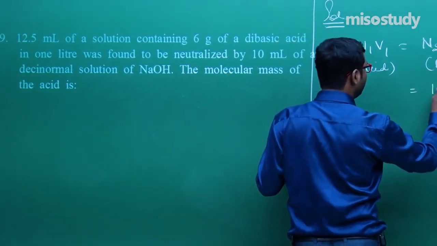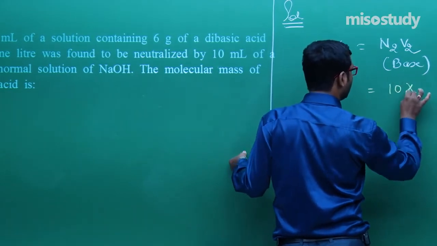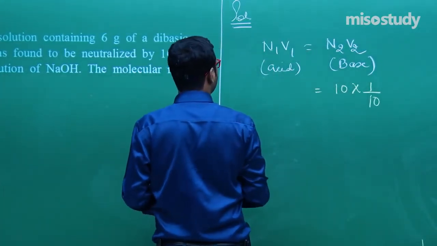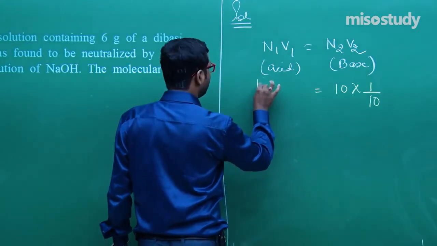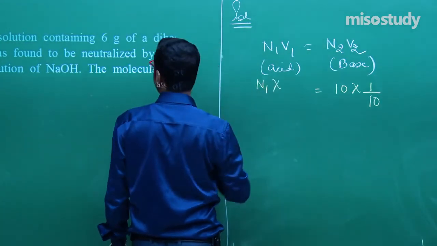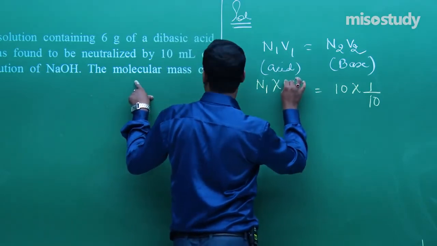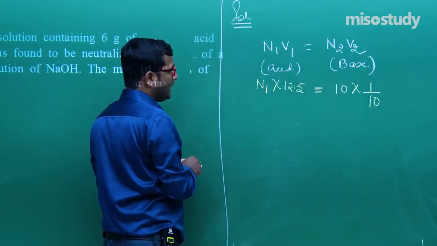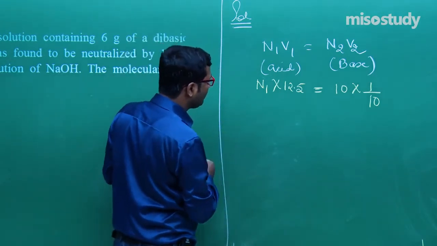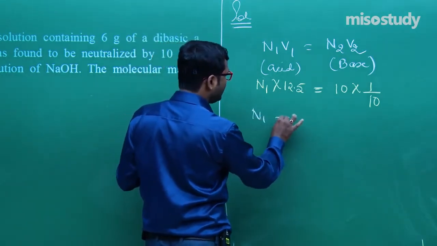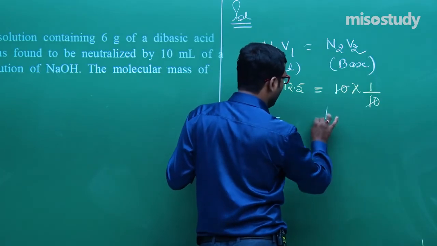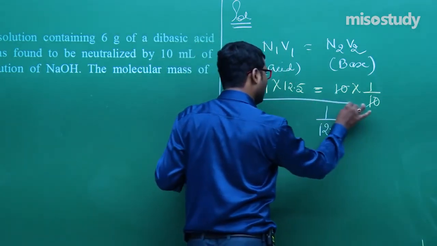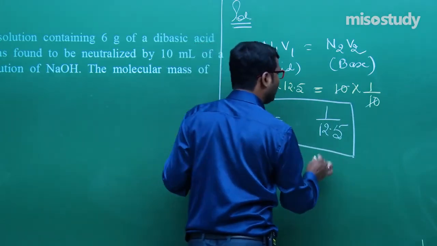Was found to be neutralized by 10 ml of decinormal, that is 10 N2, where N2 is 1 by 10. What is the normality? We do not know. Put here N1 into V1. What is V1? V1 is 12.5. Is it clear to you? Yes. Now what will be the value of N1? That is N1 is equal to, this one is cancelled, 1 upon 12.5. This is the normality equation.